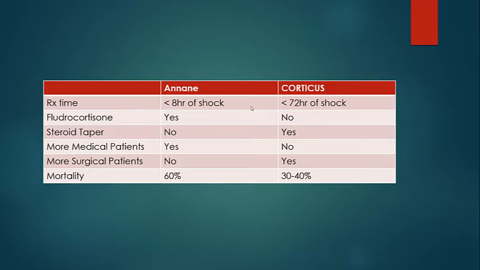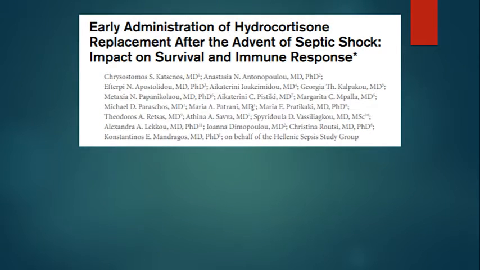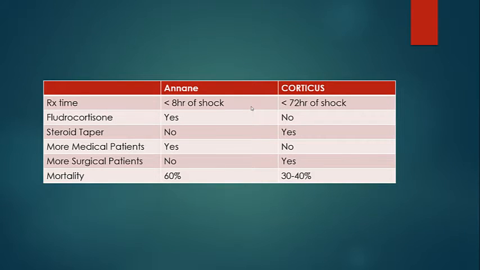Medical patients were more in the Annane study compared to CORTICUS, and they were more surgical in CORTICUS than Annane. And the mortality for the placebo patients in Annane was 60%, compared to only 30 to 40% in the CORTICUS study. Just FYI as well, when they did a sub-analysis for the mortality in the CORTICUS study, for patients with high mortality, not just lower mortality, they did find a form of mortality significance from using steroids. They didn't say why they used the 72 hours.